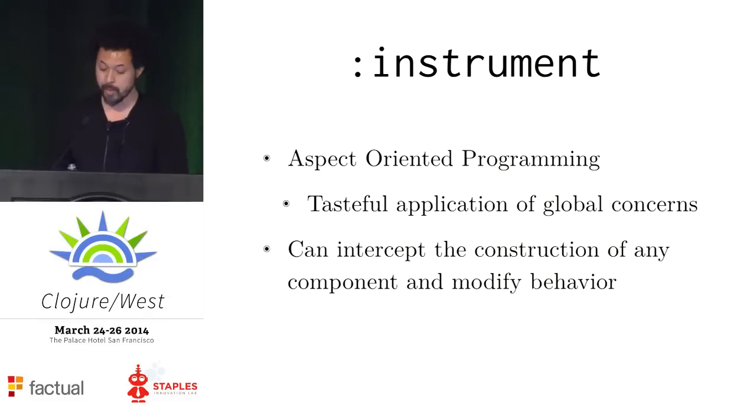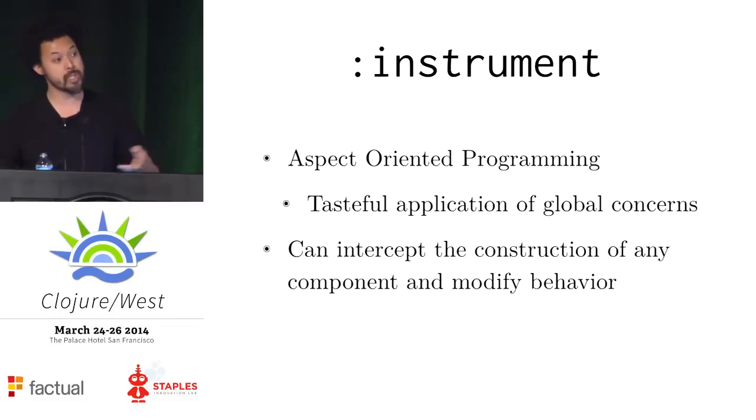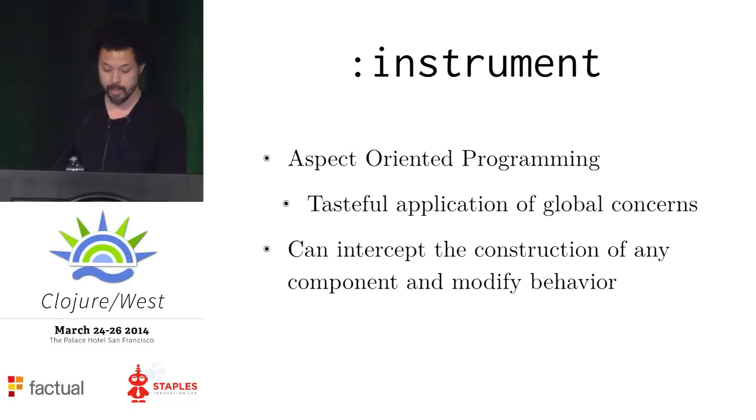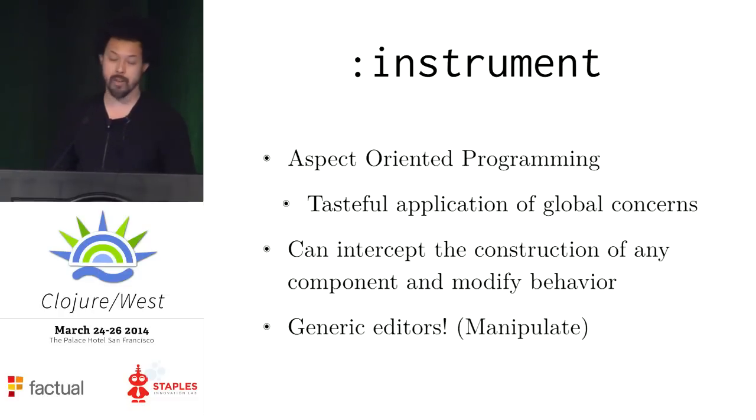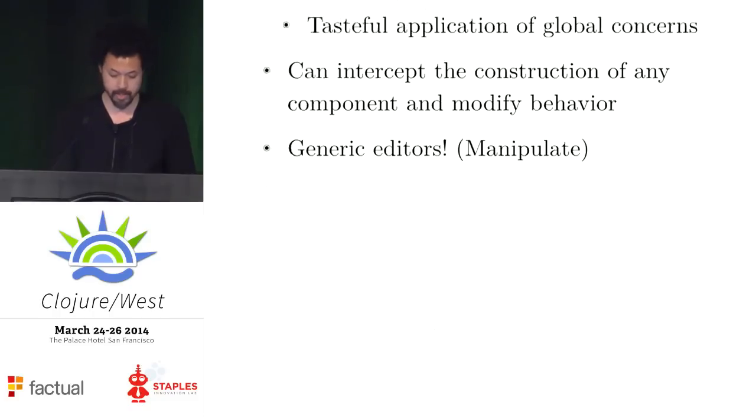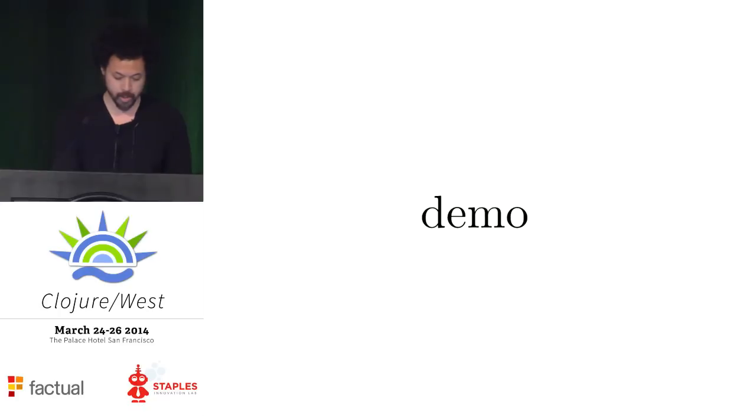So basically, instrument lets you intercept the construction of any component. So you get to receive all the parameters, do something else, including re-rendering the original thing if you like. This gives us generic editors. There's actually tons of possibilities here. For example, if you're familiar with Mathematica, it's basically the hook you need to do manipulate. I just want to show the generic editor case, because that's pretty cool, I think.